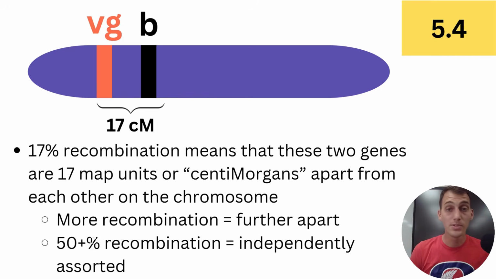Okay, so there you have it. If you're finding anything less than 50% recombination on a cross between a heterozygote and a double mutant, then those two genes are linked. They're located on the same chromosome, and Mendel's laws are not really applying. Independent assortment does not really apply when it comes to these genes. Okay, so there you go.